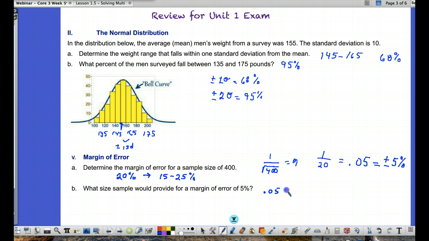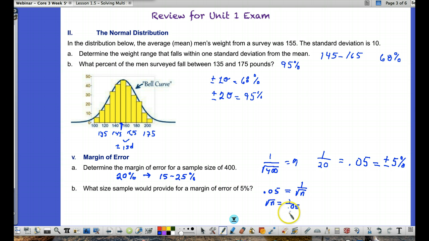So 0.05, which is 5%, is equal to 1 over the square root of n, where n is the sample size. And you would solve backwards. Well, we already know from the upper one that our sample size has to be 400 to make this true. So that's actually kind of easy. But if we were going to solve this one, remember that we can cross multiply, and when you do that, you end up getting the square root of n is equal to 1 over 0.05.